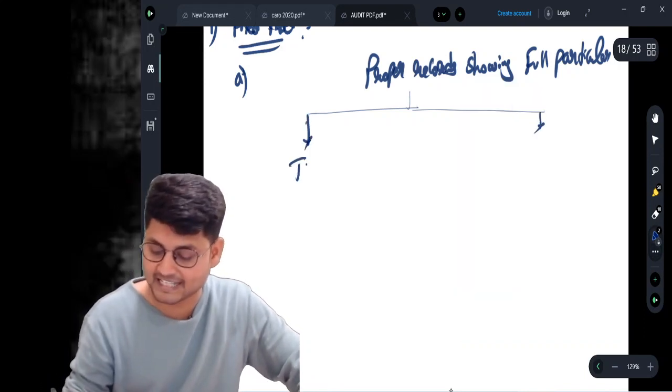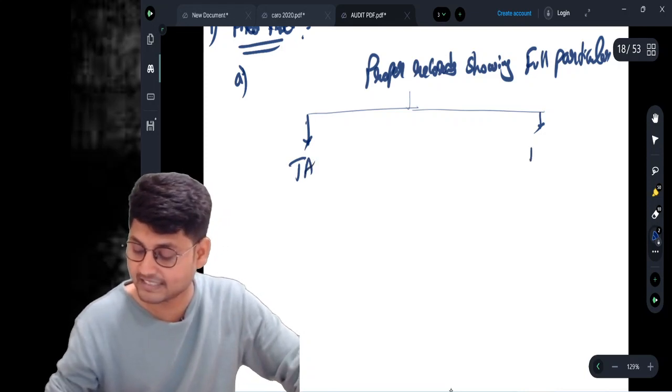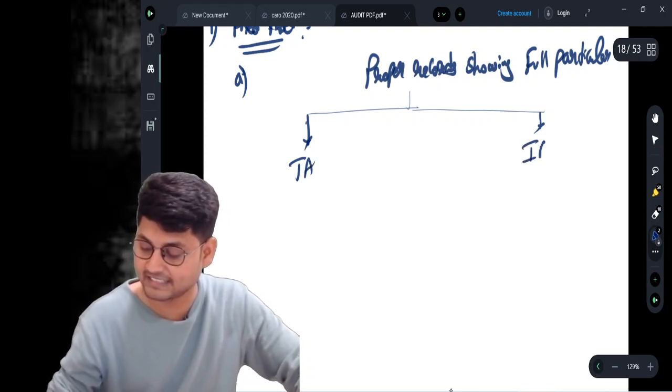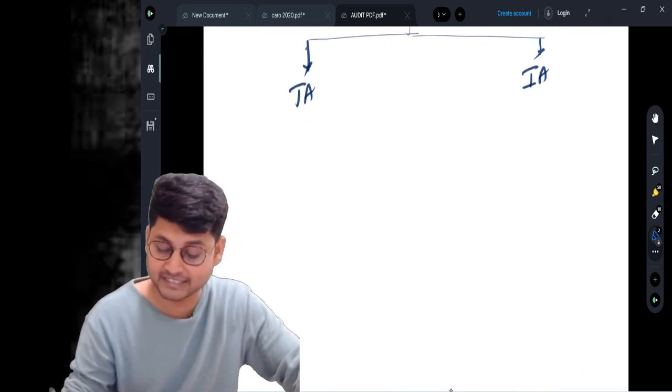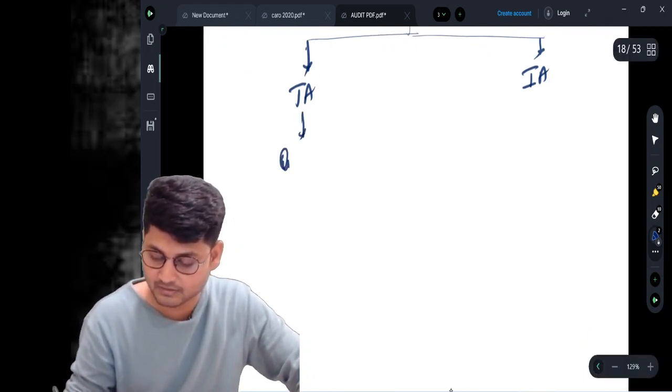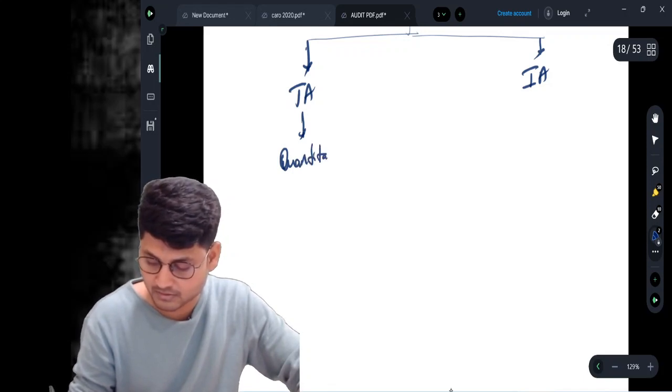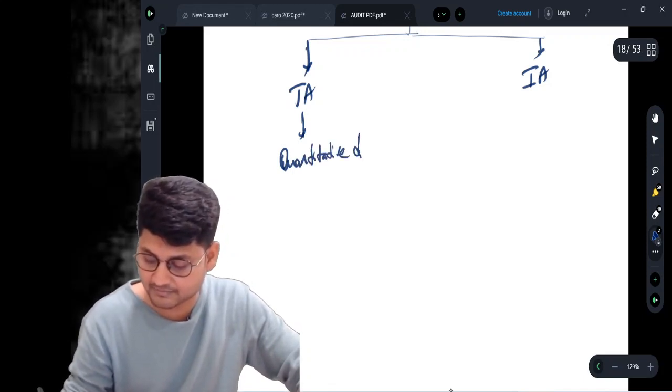Part number 1, it is tangible asset. Part number 2, it is intangible asset. So if it is tangible asset, we need to give the quantitative details.